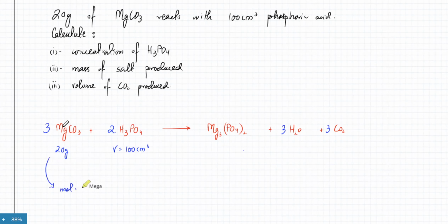So moles would be 20 grams, and those 20 grams are going to be divided by Mg, which is I think 24.1 in the periodic table. Carbon is 12, and you have to take exact masses that are given in the periodic table. So this comes out to be, I think, 84.1. So can anyone find out what the moles are? क्या आ रहा है? What's 20 divided by 84.1?